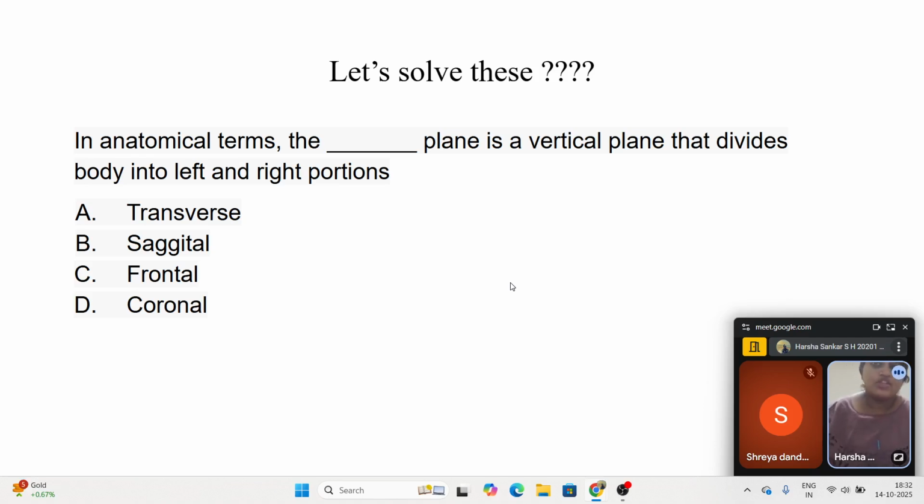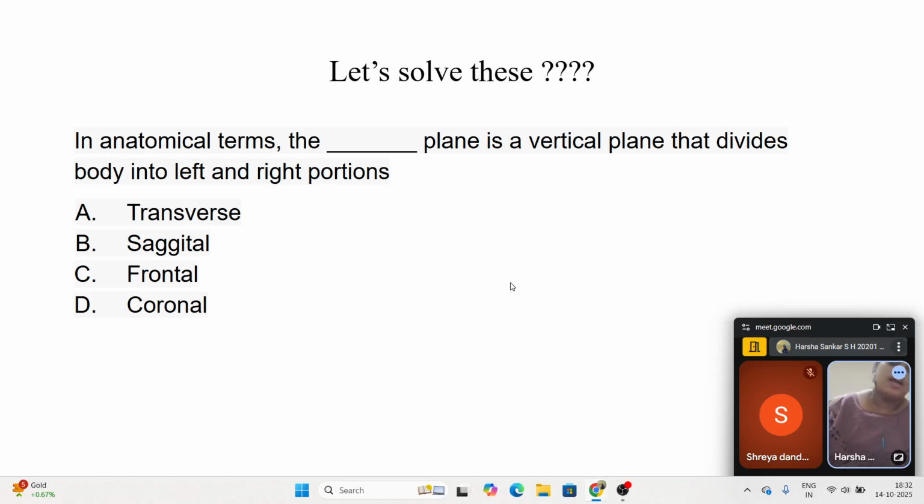So you can remember not only the answer to the question, but try to remember what the other options are, what the other different planes are, how many planes there are, and what the other names of each plane are. If you go back to our first lecture, you can remember there are multiple names for each plane itself. So please revise today itself and then study all these things.